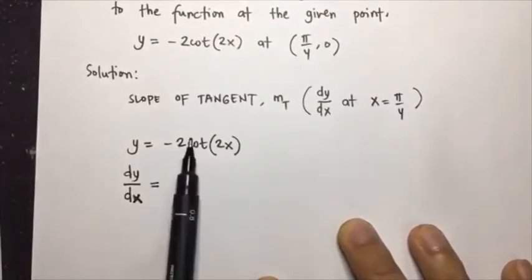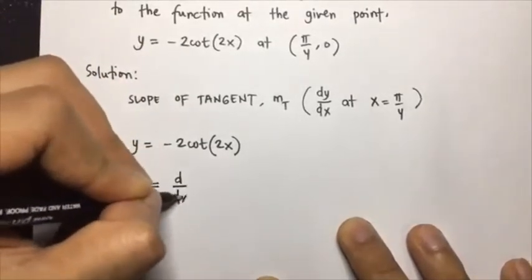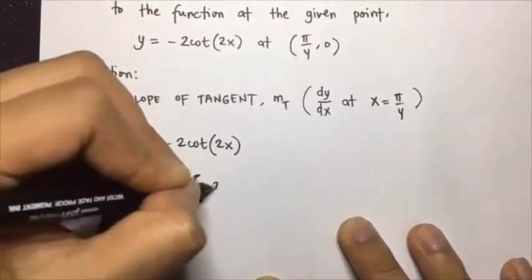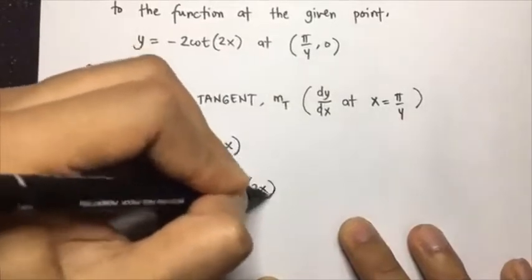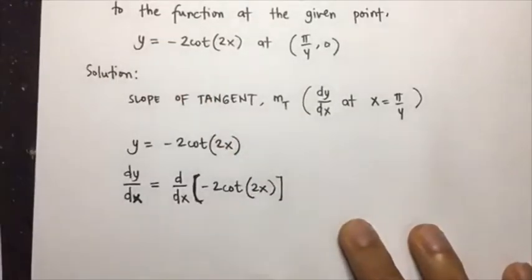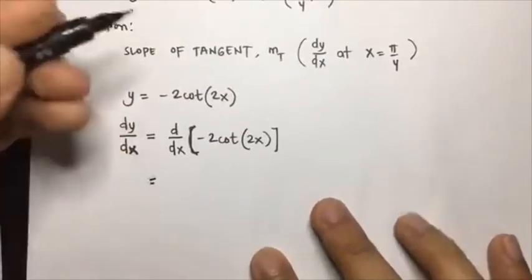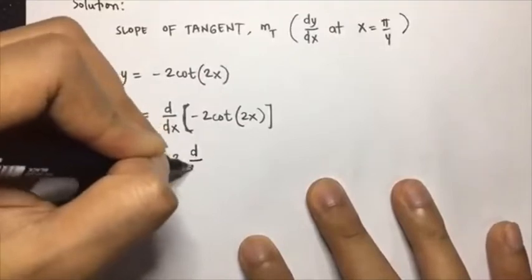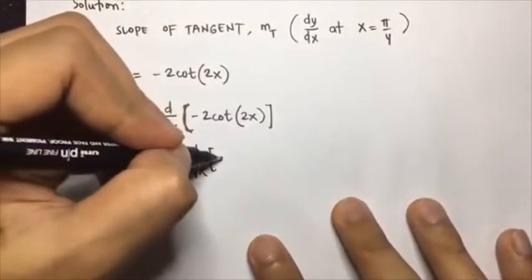So the derivative with respect to x of negative 2 cotangent of 2x. We have a numerical coefficient, so we can take that out of the derivative sign. So we'll have negative 2 times the derivative with respect to x of cotangent 2x.